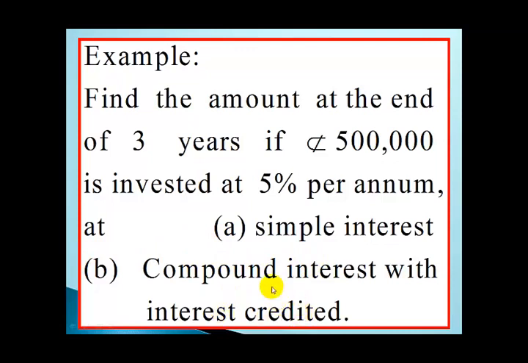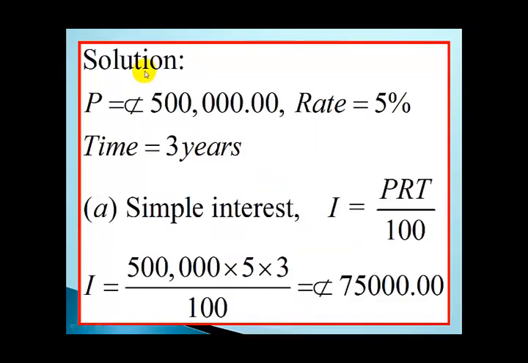So from the question, we can see that the time is 3 years, the rate is 5%, and the principal is 500,000. Where 500,000 is the principal, that is the amount invested, and the time period is 3 years, and the interest rate is 5%. Now, how would we calculate the simple interest and the compound interest with the interest credited? Now, solution. From the question, our principal, that is the amount invested, is equal to 500,000 cedis. The interest rate is equal to 5%, and the time is 3 years.